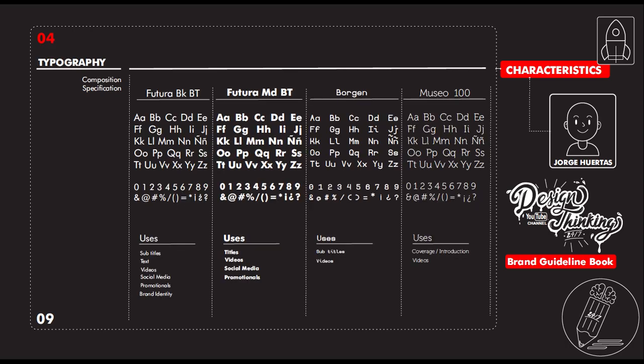Here are the typographies that we chose for the development. So we got Futura BK. We use this for subtitles, text, videos, social media, promotional, and brand identity. We got Futura MD, and we use it for titles, videos, social media, and promotionals. We use Borgen as well for subtitles and videos in some developments. We also got Museum 100. We use it for our cover, the introduction, and sometimes we use it to support in some videos.